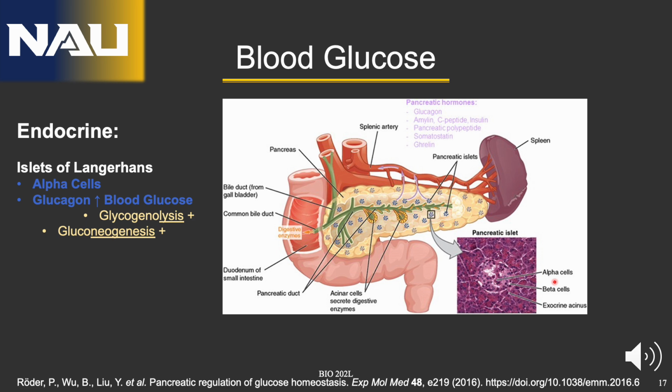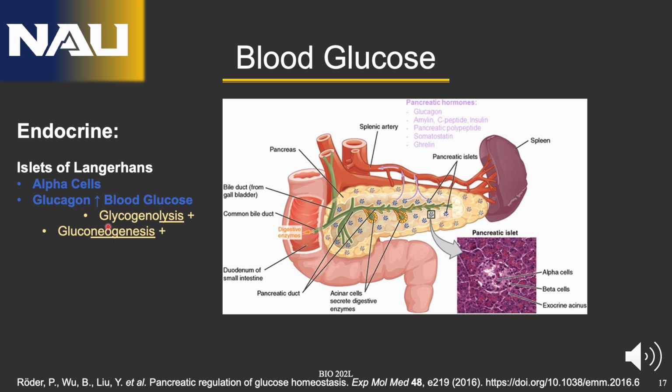Gluconeogenesis is the production of glucose with the use of amino acids, lactate, and glycerol as precursors from non-carbohydrates. So it's making glucose from something that wasn't glucose.